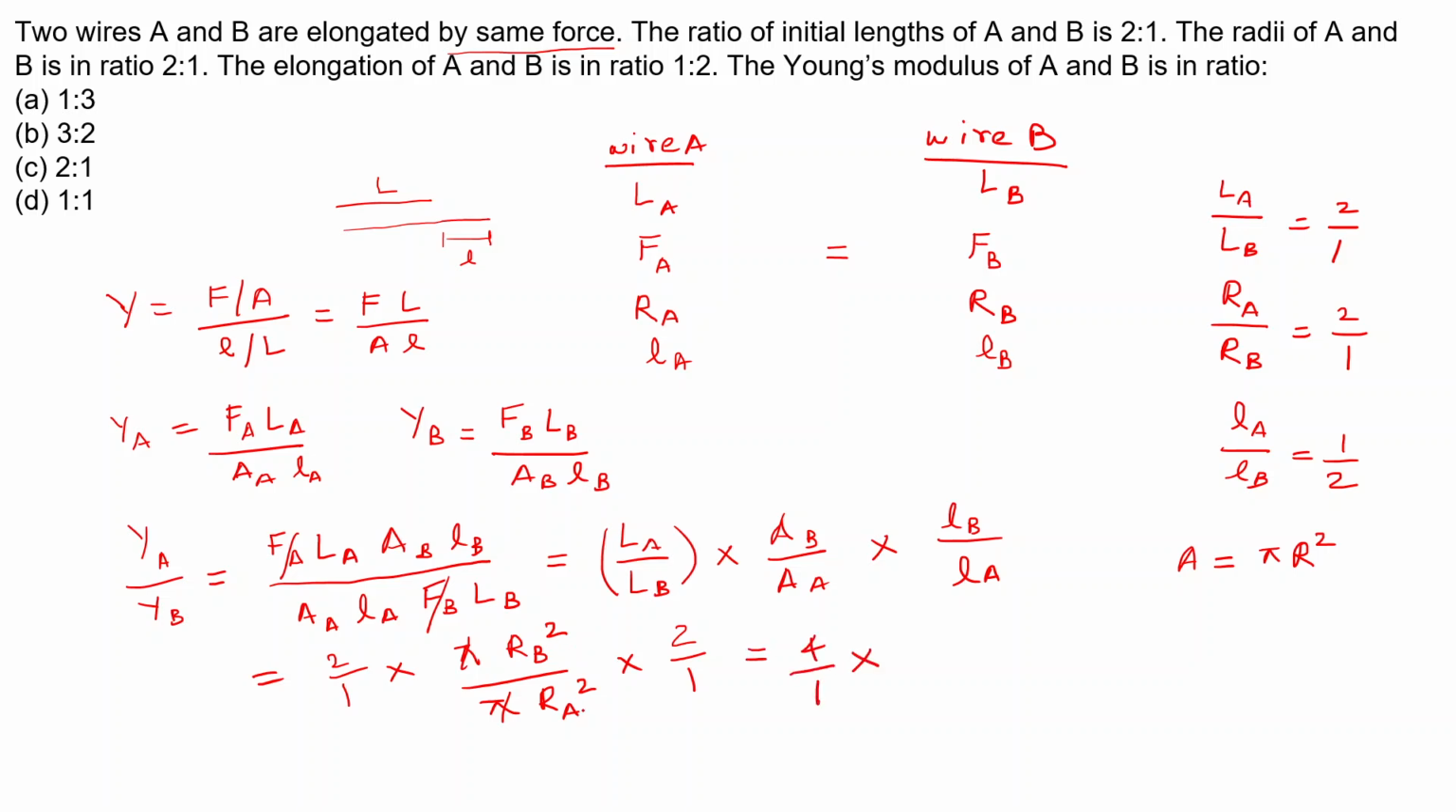And this RB to RA. Now RA to RB is 2/1, that means RB divided by RA will be 1 by 2, and squared. So we get 4 by 1 multiplied by 1 by 4, that means 1 by 1. So the correct answer here is 1 by 1.